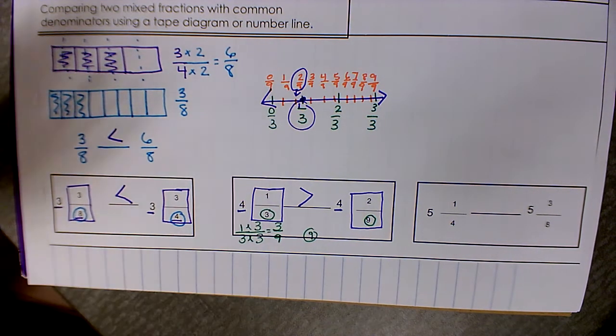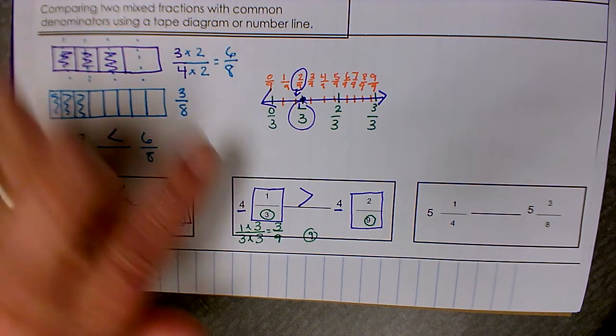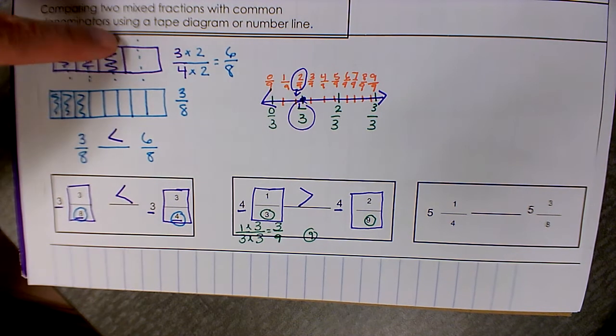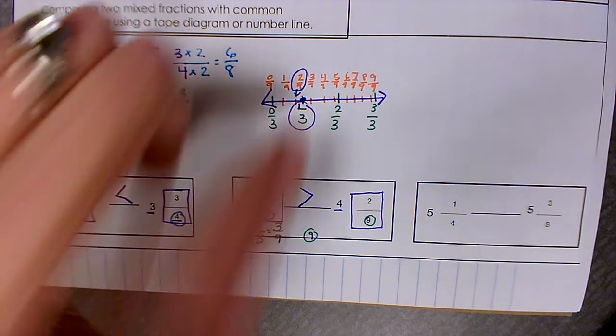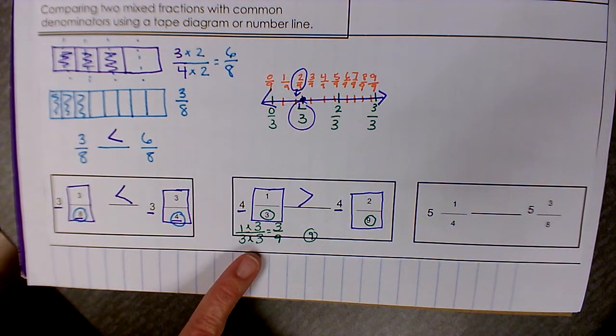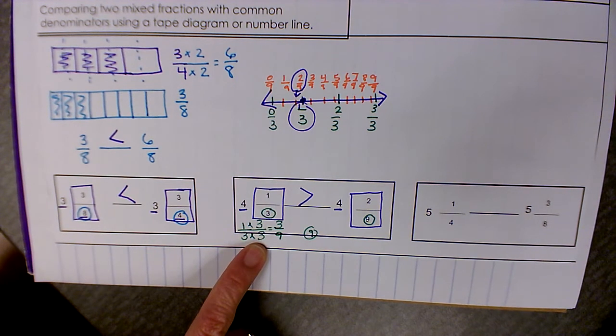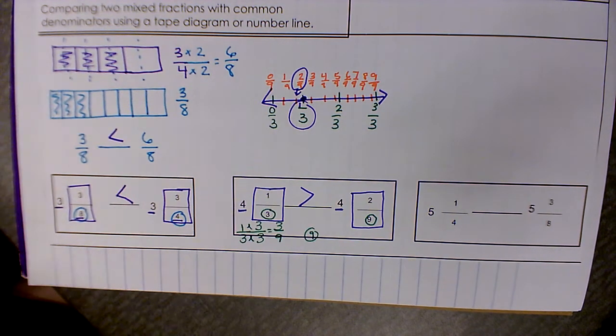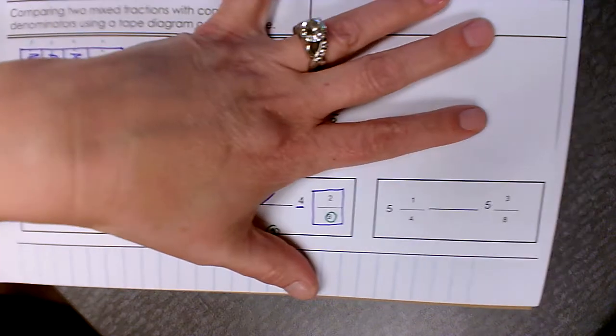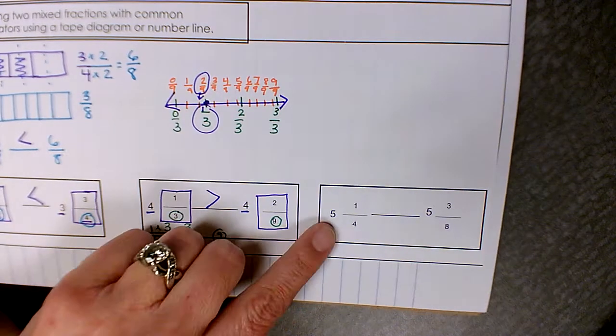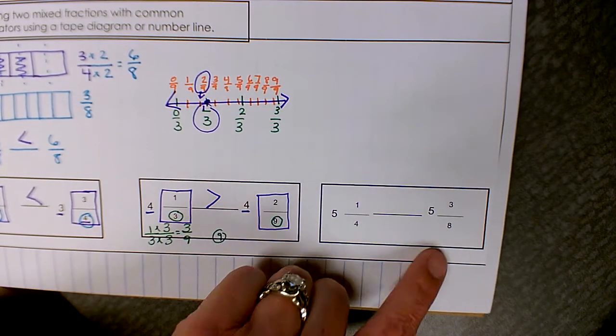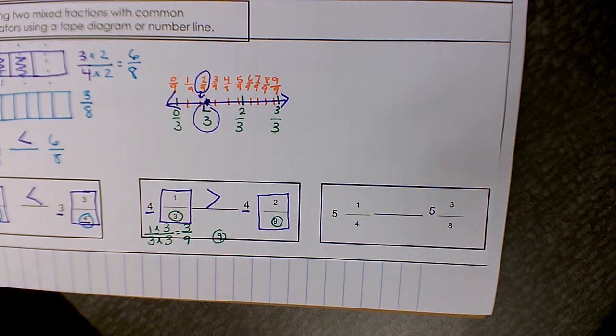Okay, so again, I'm finding that common denominator. I can either use a tape diagram or a number line, it's up to you, or I can also use a strategy of multiplying it to find the common denominator. So remember, there are multiple different strategies to do this, okay? Let's go ahead and compare these two numbers, 5 1/4, 5 3/8, right?